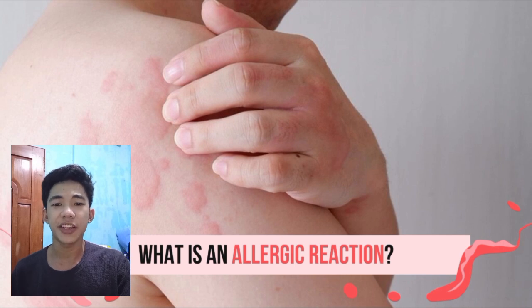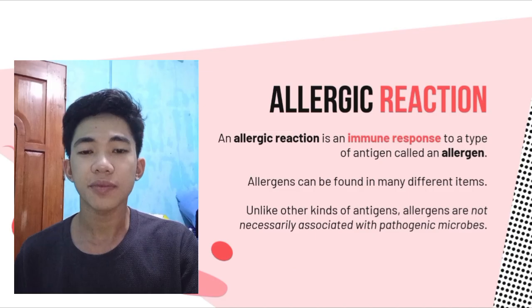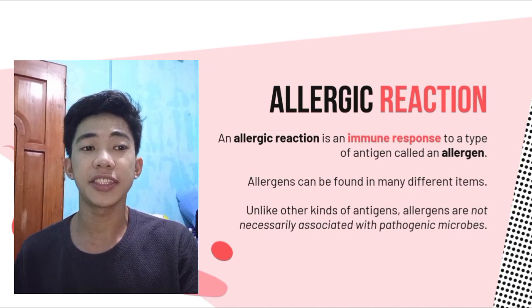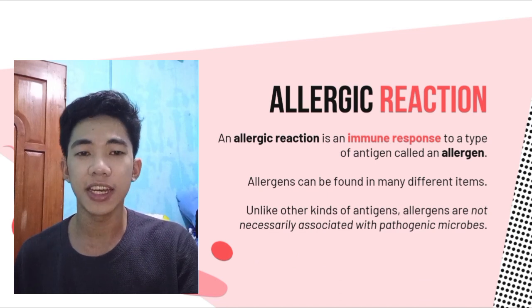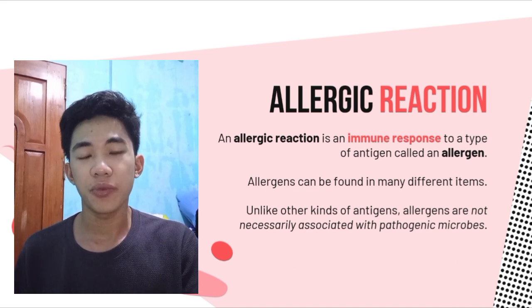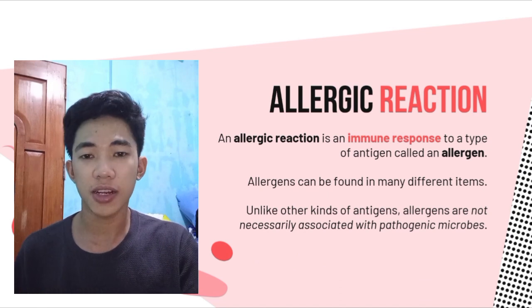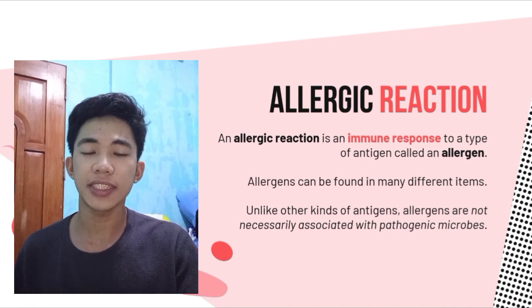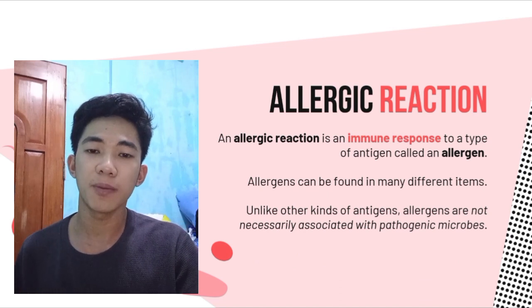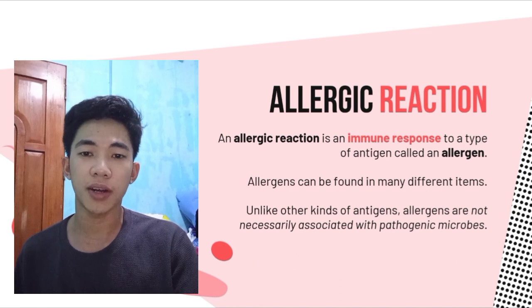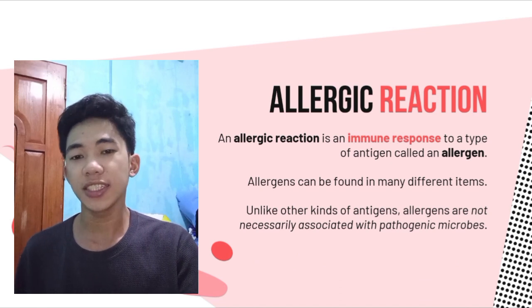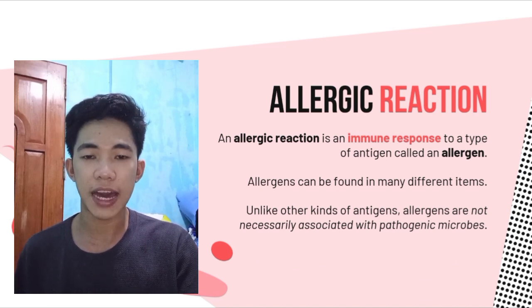What is an allergic reaction? An allergic reaction is an immune response to a type of antigen called an allergen. When we say antigen, these are indicators or markers found on certain substances that tell our immune system whether they are harmful to our body or not. And allergens are a specific type of antigen.